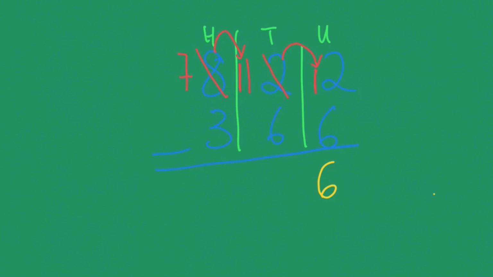So let's begin. 11 minus 6 gives me a 5. And then now that we finished the tens, we move on to the hundreds. 7 minus 3 gives me a 4. So my final answer is 456. I hope these concepts are clear.